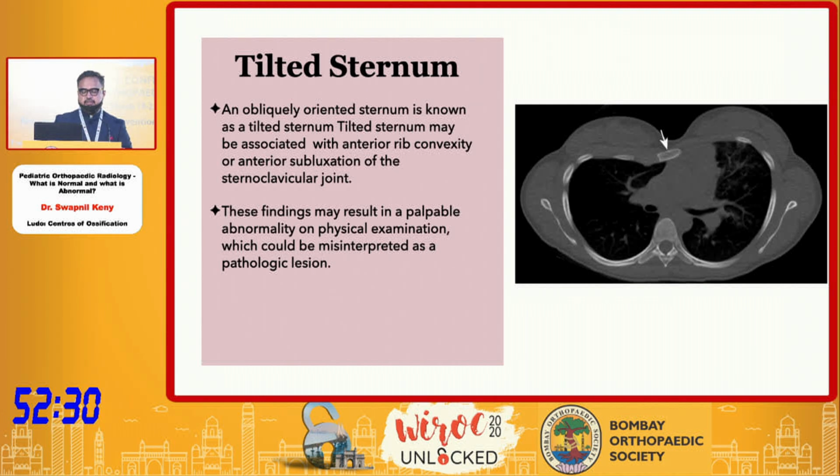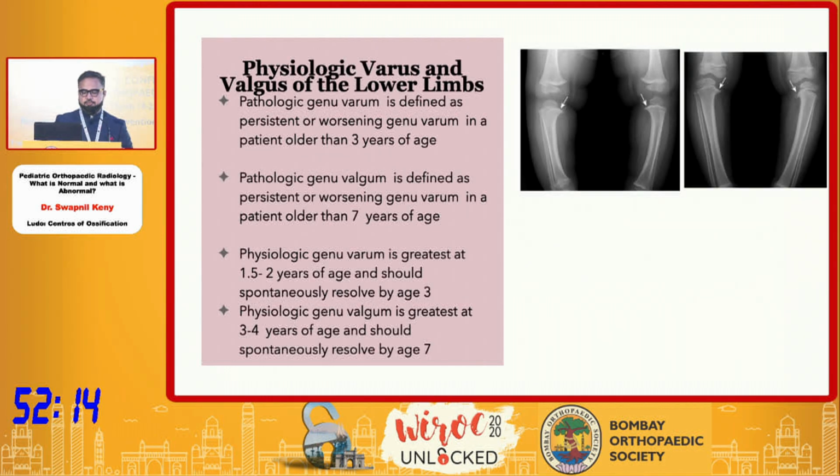Something like a tilted sternum, which is rare, is an obliquely oriented sternum with a rib convexity, and can sometimes be taken as a congenital anomaly. Hence one has to be very particular when one examines and tries to distinguish this normal anatomy from a congenital anomaly.